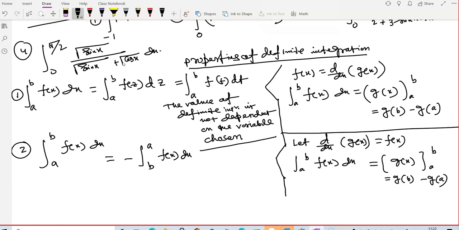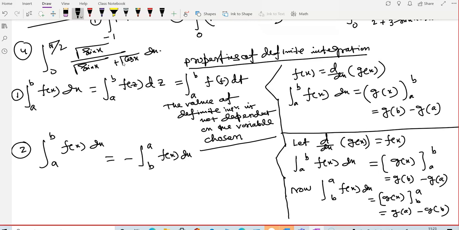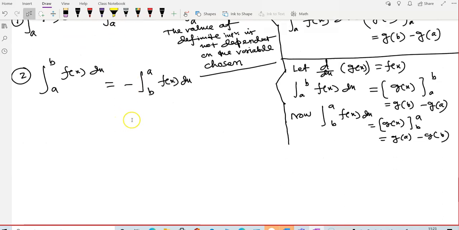And then if you calculate the second integral without minus sign, b to a of f(x) dx, this is also g(x) from b to a. Answer will be g(a) minus g(b). So you all can see that the difference between these two is a negative sign. That's why we put minus sign before. Okay. Integral a to b of f(x) dx going to be minus integral b to a of f(x) dx.